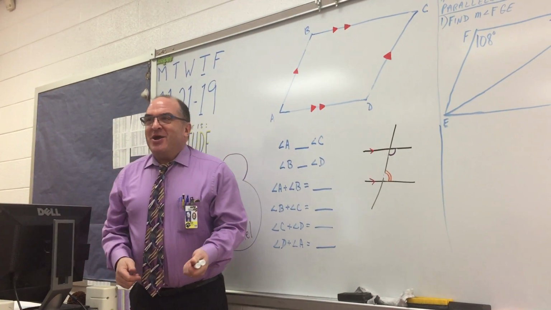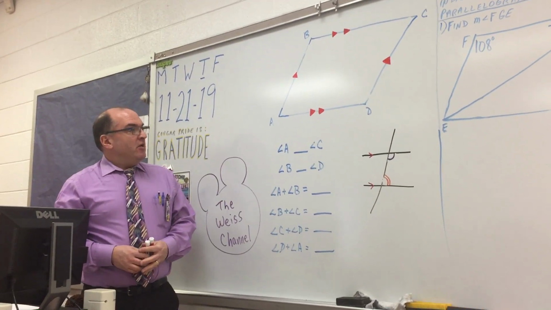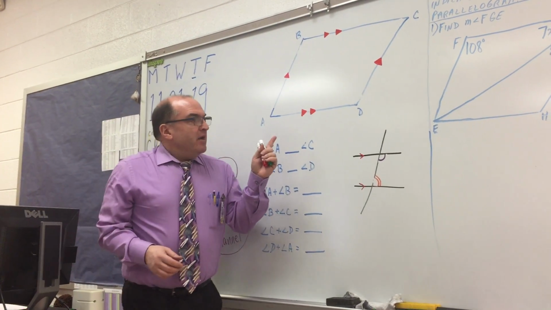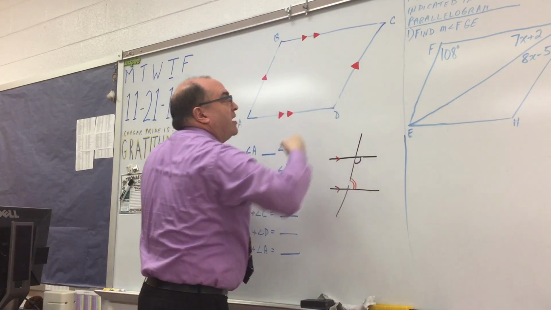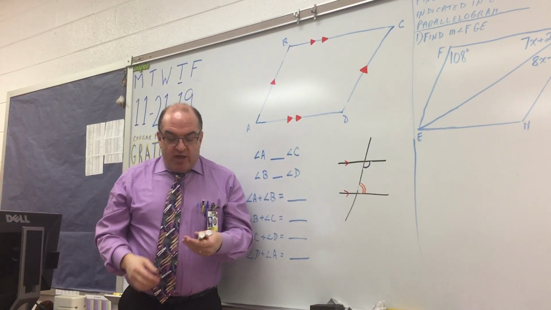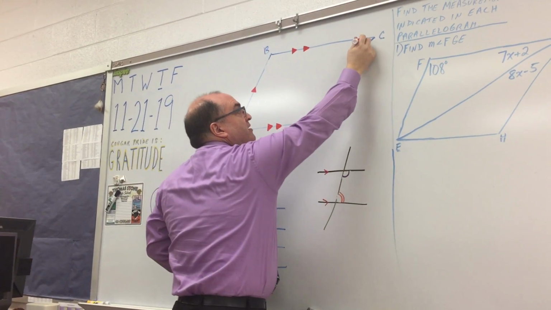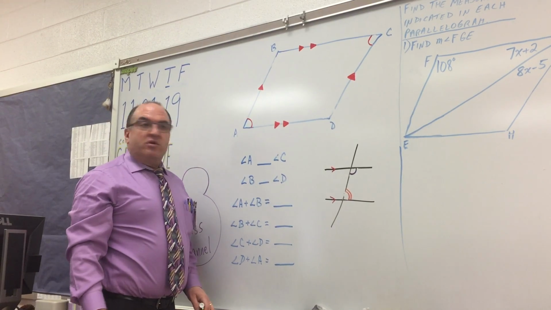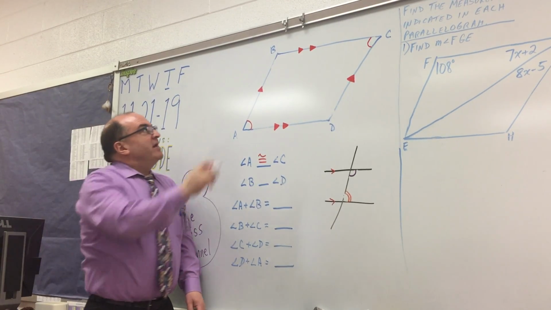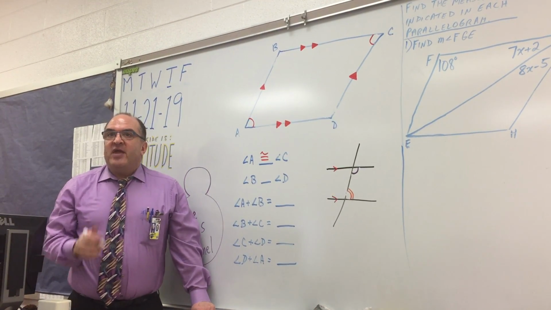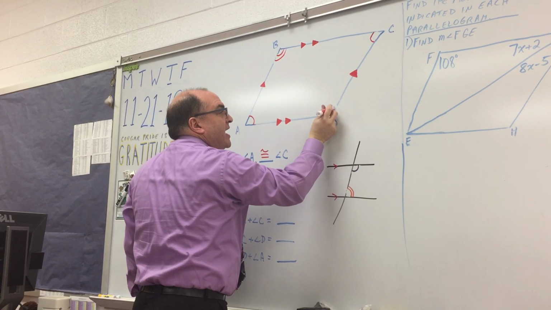Today we're going to continue with parallelograms. We were doing sides, now we're going to do angles. In a parallelogram, these two lines are parallel, and these two lines are parallel. When you have a parallelogram, angle A is congruent to angle C. Those two are always congruent. What would you like to guess about angles B and D? They are congruent as well. Thank you. Angle B is congruent to angle D.